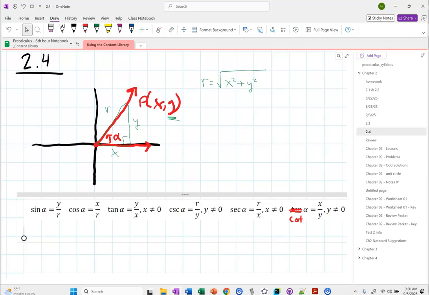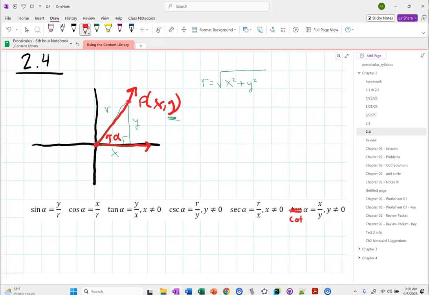Y is the y coordinate of this point P. R is the distance of that point back to the origin. I lost that point here somehow, I deleted it. Cosine, adjacent over hypotenuse, is x over r, the x coordinate of this point P over that distance from the point to the origin. Etc., etc. Tangent is y over x, cosecant r over y, secant r over x, cotangent x over y.